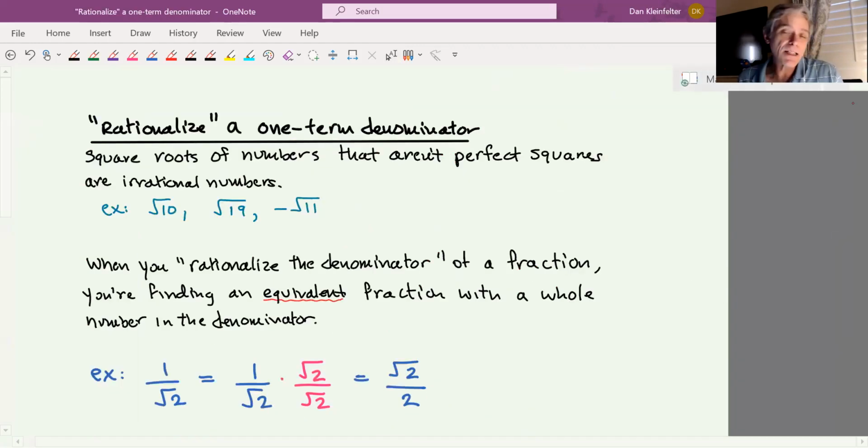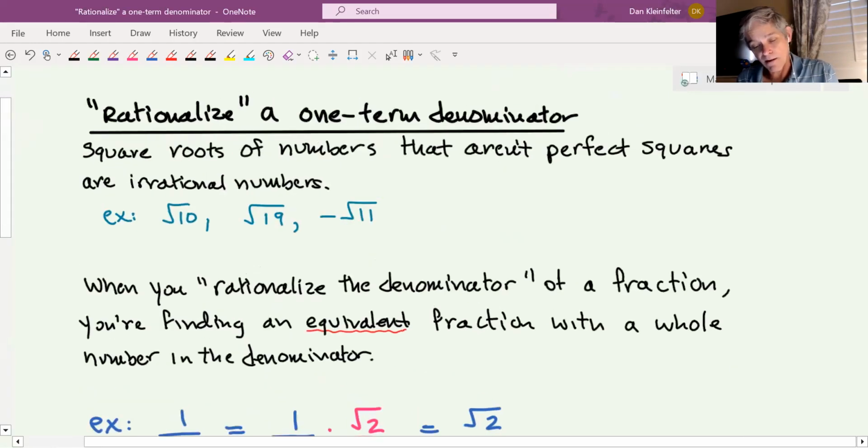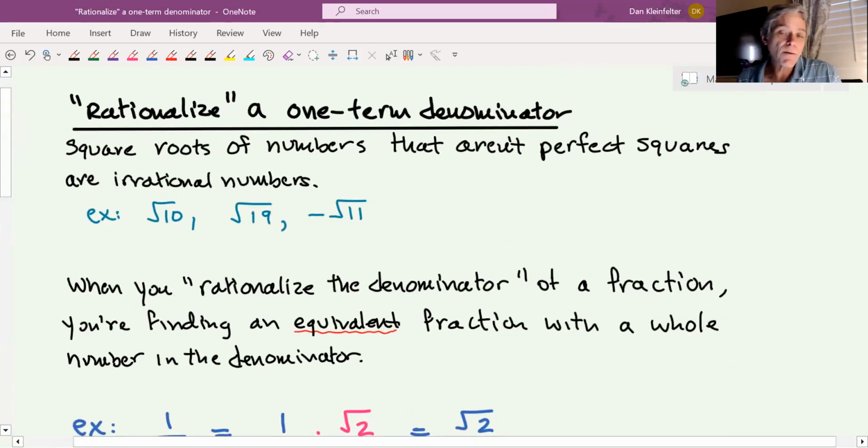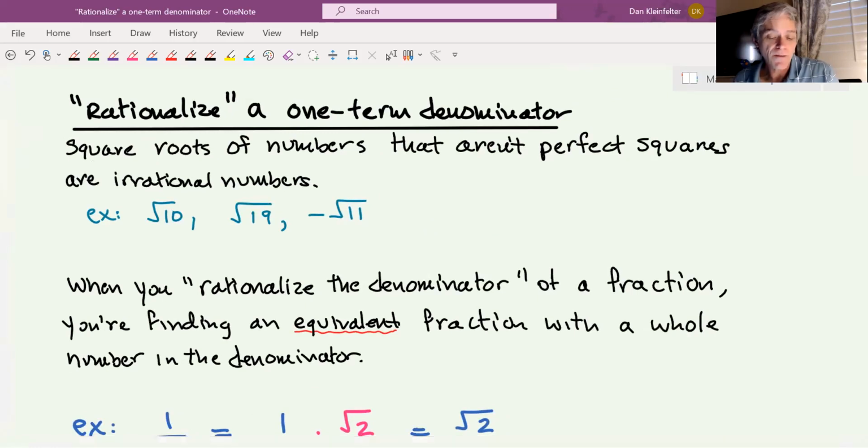The next part has to do with rationalizing a denominator. So we need a little background on that. Square roots of numbers that aren't perfect squares are irrational numbers. For example, the square root of 10, the square root of 19, and negative the square root of 11. The square roots of perfect squares do give rational numbers, but if we're taking the square root of something that's not a perfect square, we get an irrational number.